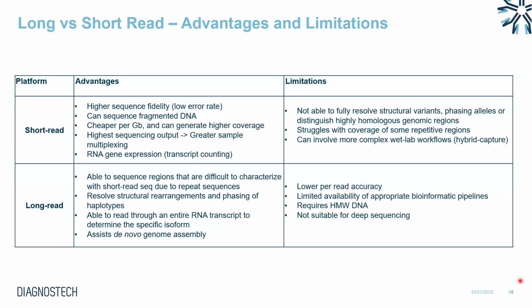Long-read sequencing, the advantages: you're able to sequence regions that are difficult to characterize with short-read sequencing due to repeat sequences. You can resolve structural rearrangements and phasing of haplotypes. You are able to read through an entire RNA transcript to determine the specific isoform, and it assists with de novo genome assembly. It's limited by lower per read accuracy and limited availability of appropriate bioinformatic pipelines. It requires high molecular weight DNA, and it's not suitable for deep sequencing.